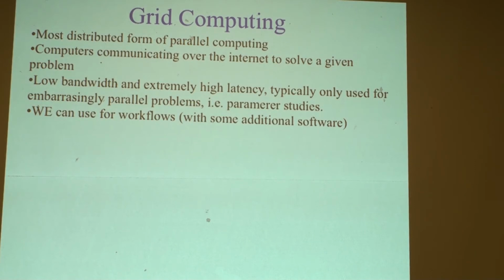Now I'm going to talk about grid computing, the other end. Basically, it's the most distributed form of computing. The problem is the communication is very slow. These computers are communicating across the network. They're competing with people downloading movies and watching YouTube stuff. That affects the speed of the communication between the machines. It's typically only for the very embarrassingly parallel jobs. Our parameter studies fit perfectly into this computing model.